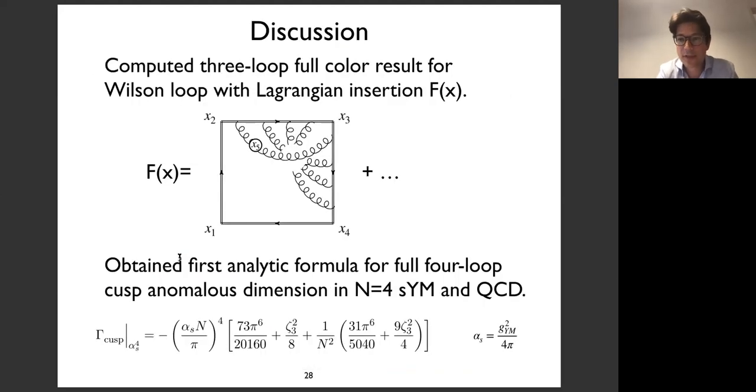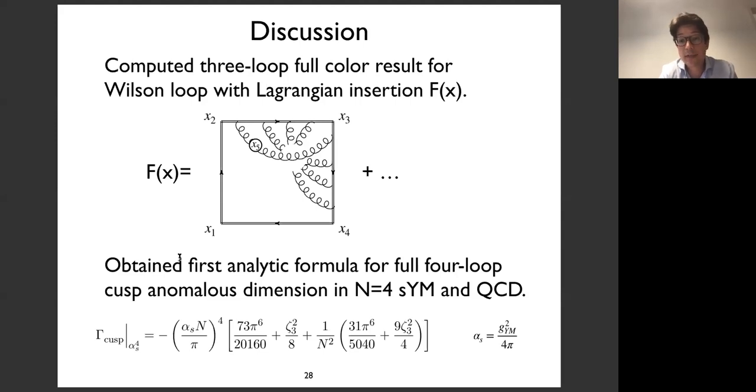So this already brings me to the discussion. I've shown you 2 things. We considered an interesting quantity, which is the vacuum expectation value of a 4-sided Wilson loop with a Lagrangian insertion. And this is a finite quantity depending on 1 kinematic variable and on the coupling in N=4 super Yang-Mills. So I argued that this is really an interesting quantity by itself.